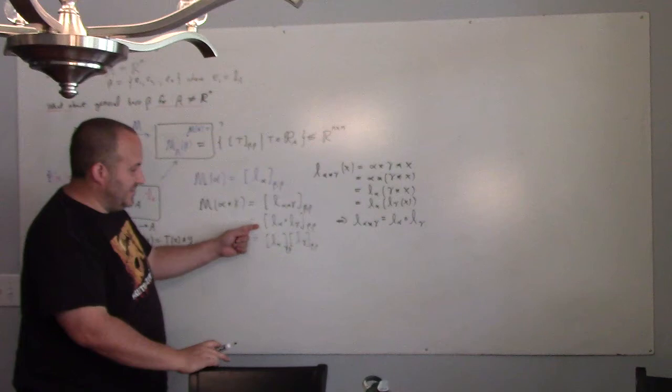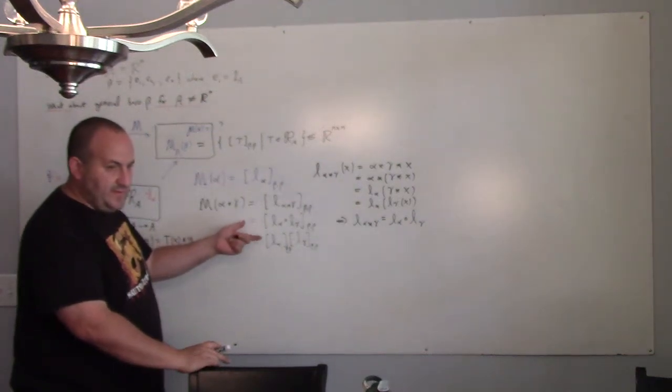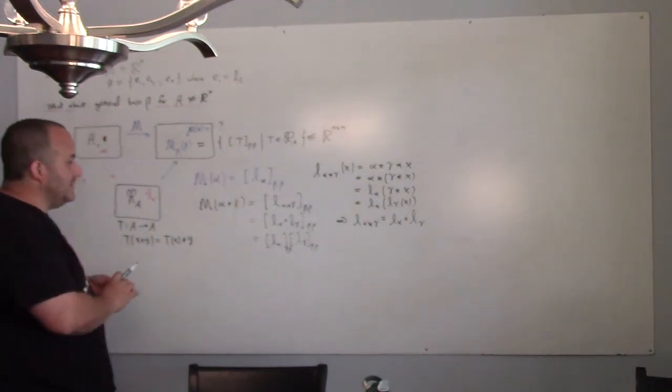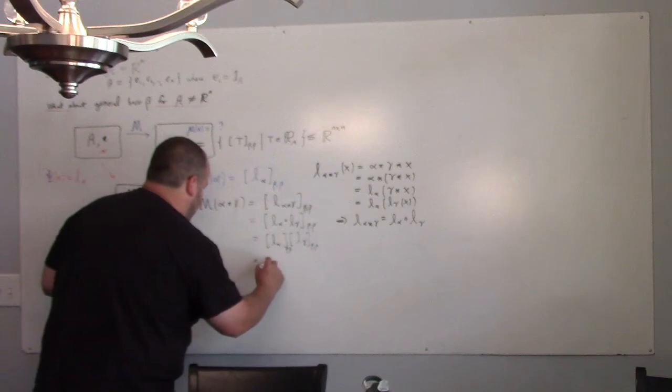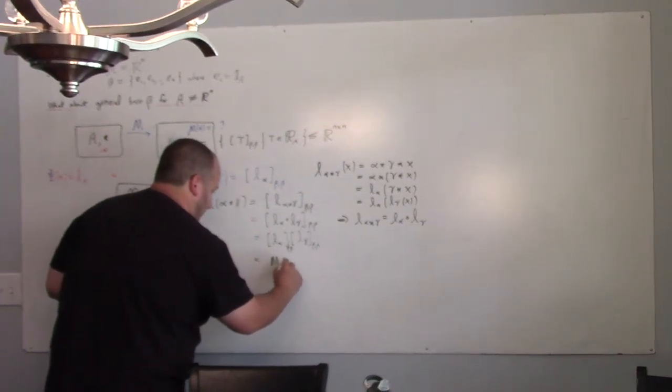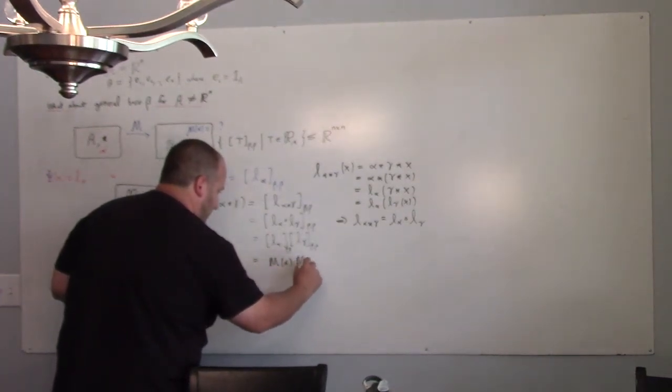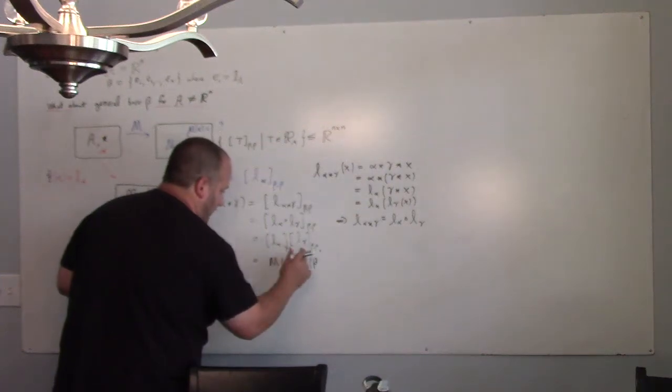And then this is just like linear algebra. The matrix of a composite is the product of the matrices composed. That is to say, this is M alpha times M gamma. Oh, gamma rather, my bad.